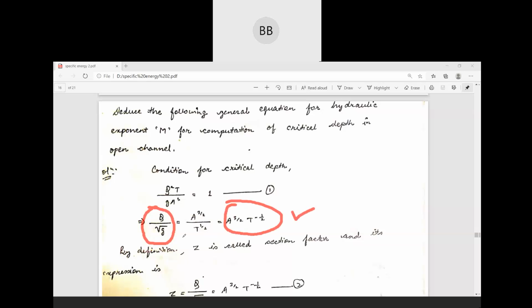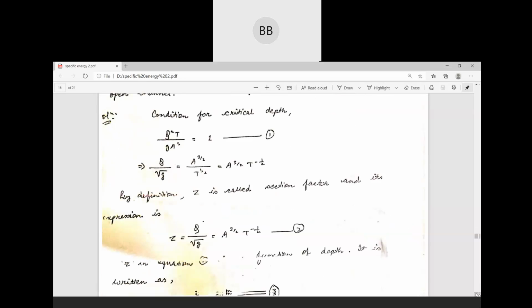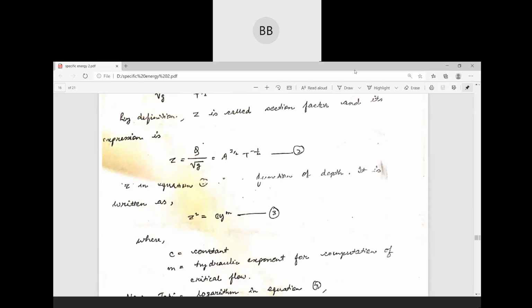And from definition, we know Q divided by root over g we can say is the section factor, which is denoted by capital Z. So in place of Q divided by root over g, we can write capital Z, that is the section factor. So we can substitute here Q by root g as section factor, that is Z, and consider this equation as equation number 2.